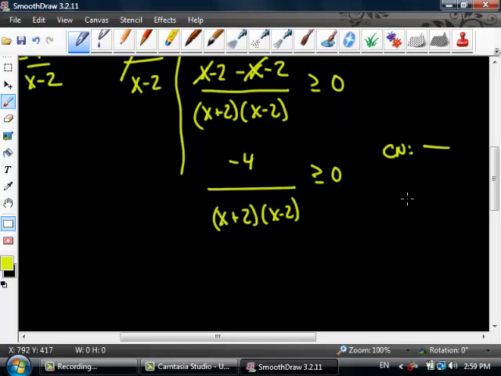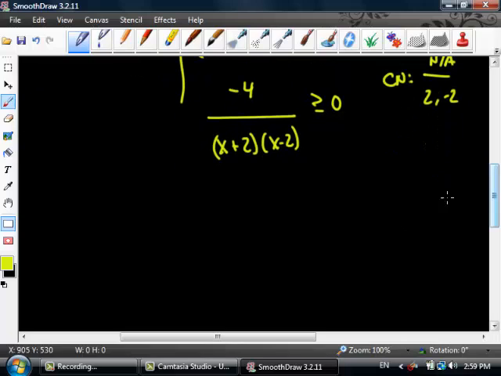What are the critical numbers on bottom? 2 and negative 2. Are there any critical numbers up top? None, because there's no x's up here, right? So just none. So let's go ahead and bust this thing out. This is negative 2, 2.